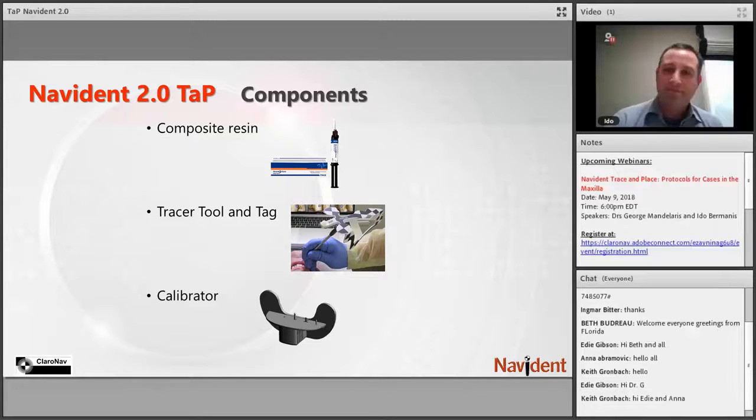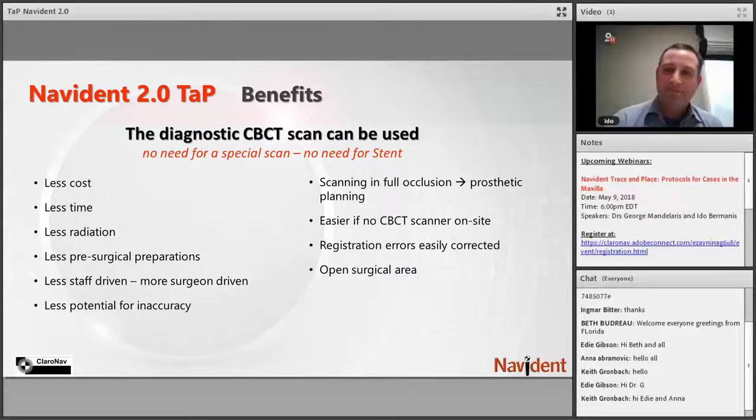piezo tips and calibration of a high-speed handpiece. To sum up the benefits of trace and place: less cost, no need for a special CBCT scan, less time since we don't need to spend time on preparing a stent and scanning with it, so also less radiation to the patient and fewer pre-surgical preparations. The assistants do not have to make stents anymore, so it is more surgeon-driven. Since the step of scanning with fiducial is eliminated, there is less potential for inaccuracies.